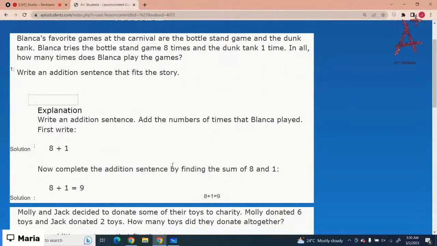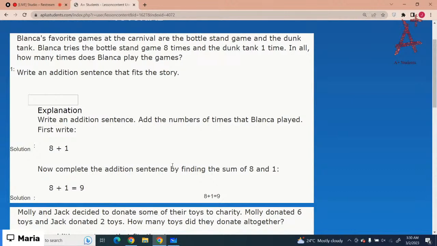Blanca's favorite games at the carnival are the bottle stand game and the dunk tank. Blanca tries the bottle stand game 8 times and the dunk tank 1 time. In all, how many times does Blanca play the games? Write an addition sentence that fits the story. You have to write the addition sentence.